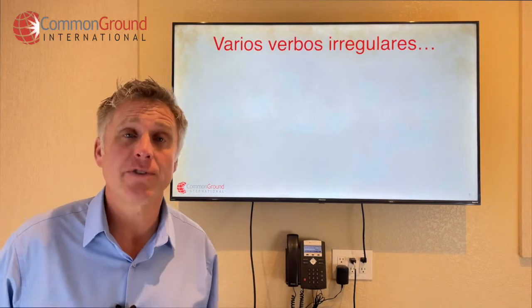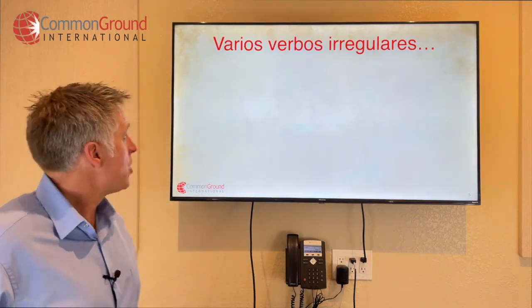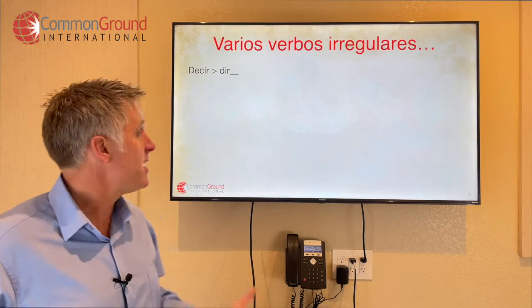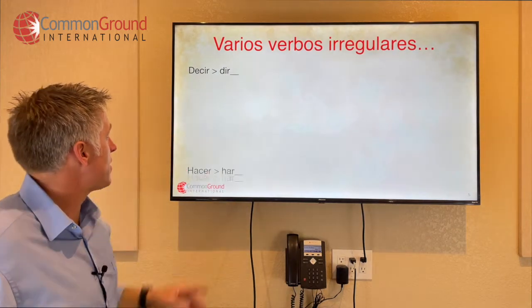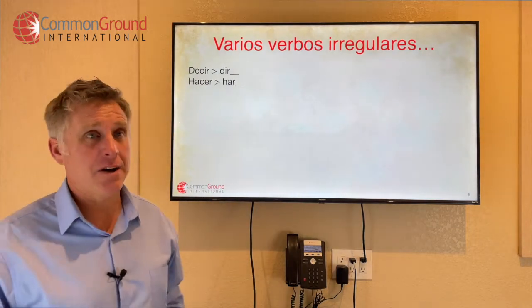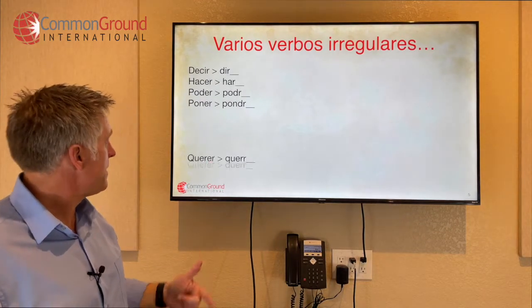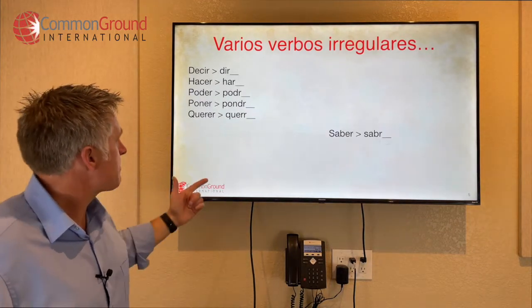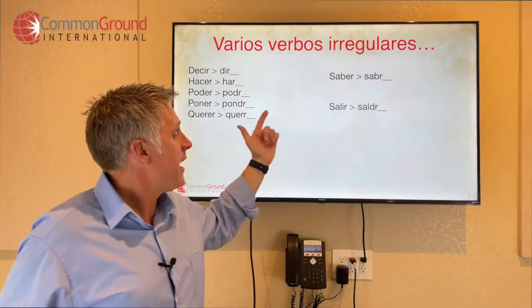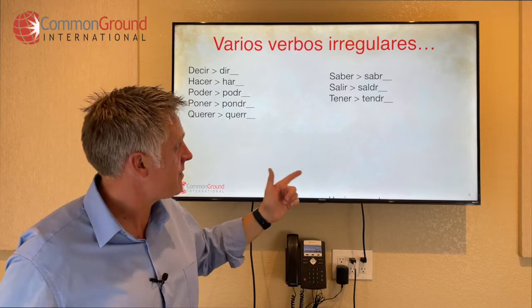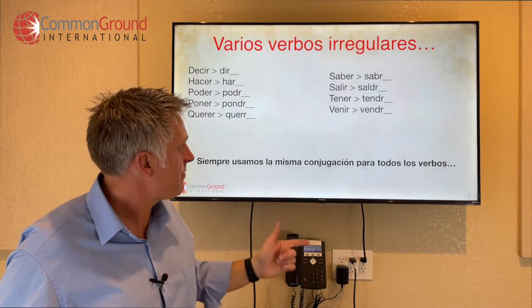Yes, there's a handful of irregular verbs. So decir, which is to say or tell, becomes dir. Okay, so the stem is going to change. It's dir. Hacer becomes har, and poder, podr, poner, pondr, and then querer, querr, saber, sabr, and salir, saldr, and tener, tendr, venir, vendr, okay?